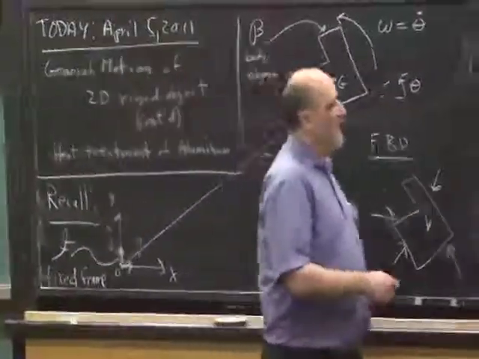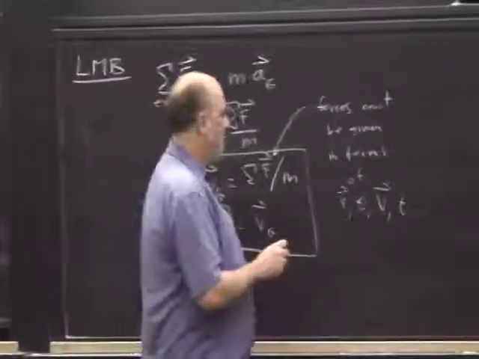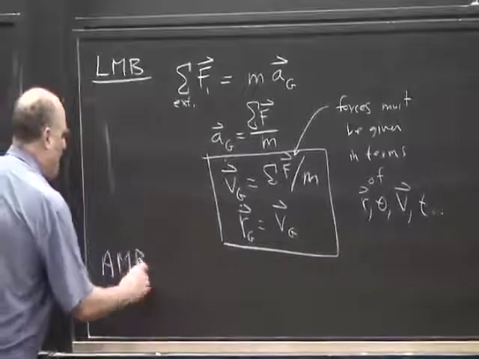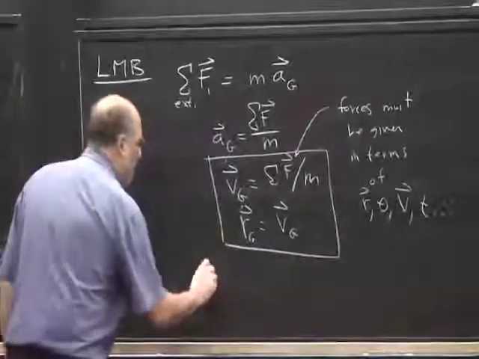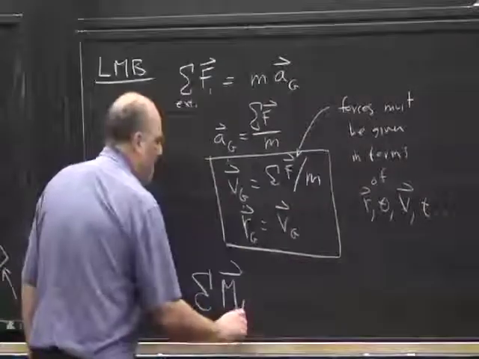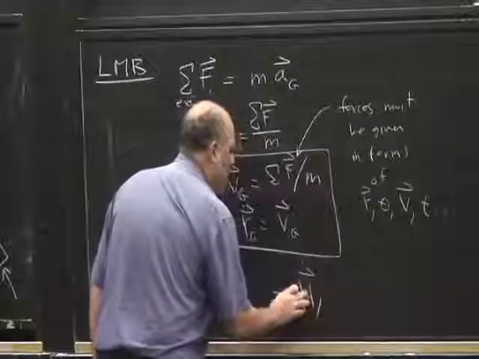Now, if that air friction force depends on the angular velocity, this is not yet a closed system of equations. We also have to write the angular momentum balance equations. What are the angular momentum balance equations? It says the sum of moments relative to any point we like is equal to the rate of change of angular momentum relative to any point we like.